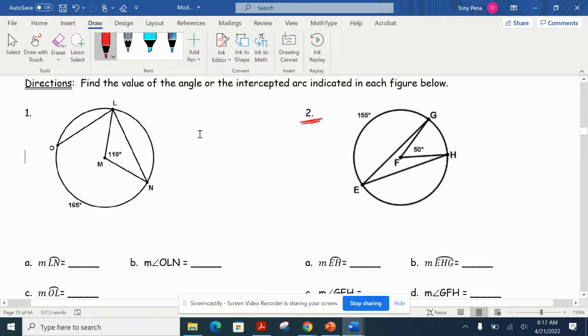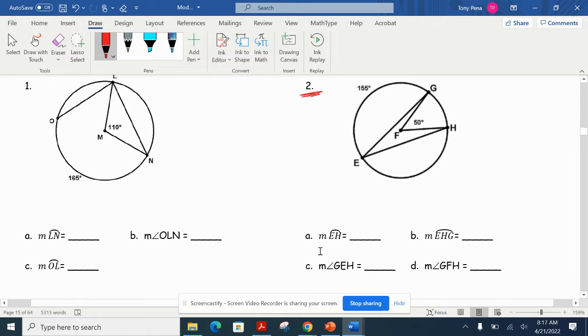It just says find the value of the angle or the intercepted arc indicated by the figure below. So if you look at number 2, there are 4 things that we ultimately want. Don't worry about these questions yet. We're just going to fill in everything that we can conclude on this graph. We're going to fill that in, okay?